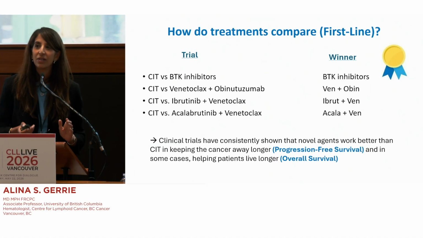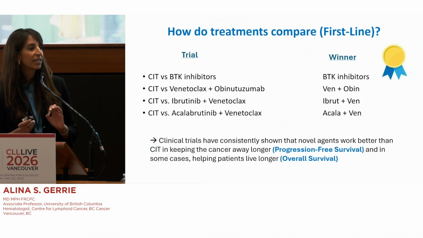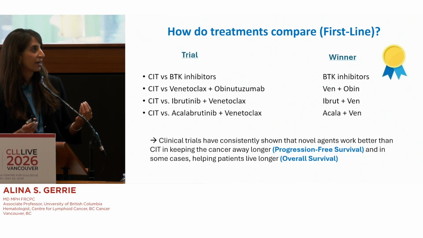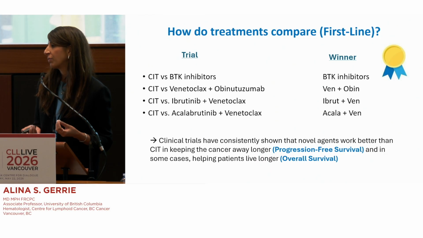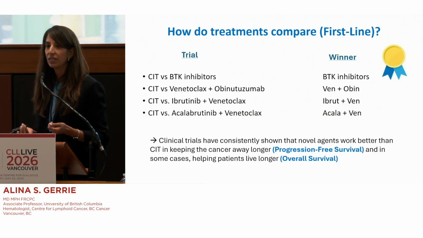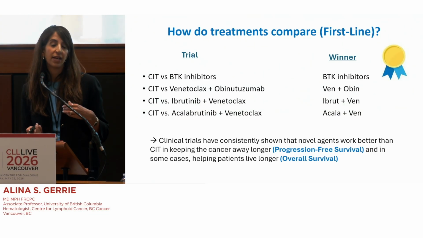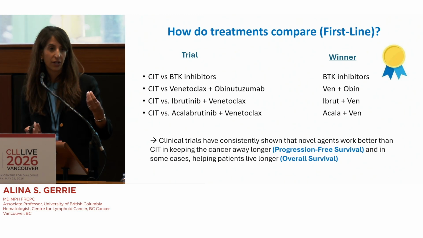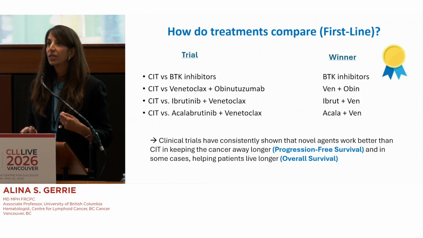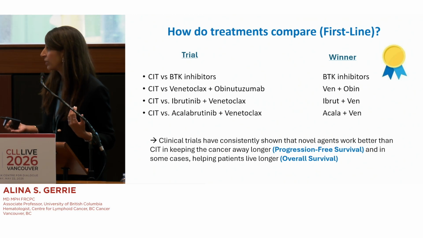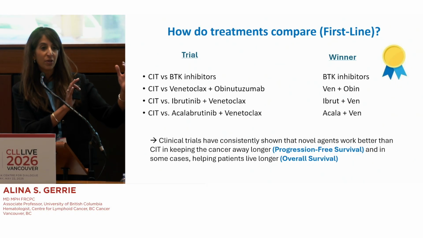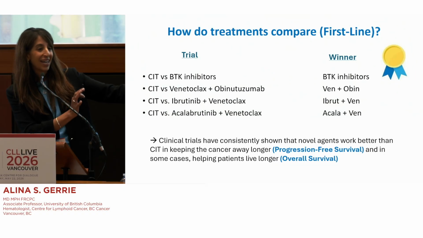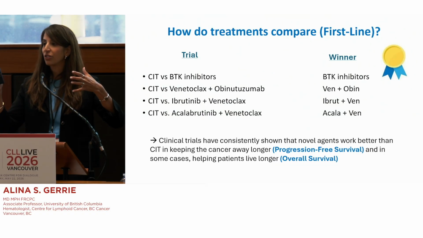So in general, clinical trials have consistently shown that these novel agents work better than chemoimmunotherapy in keeping cancer away longer, which is what we refer to as progression-free survival. And in some cases, they have shown that it can help patients live longer, overall survival. But these trials are new. So I know there's many people in the room who've likely had chemoimmunotherapy, and that was the creme of the crop treatment at that time. But this is the way things are changing now.